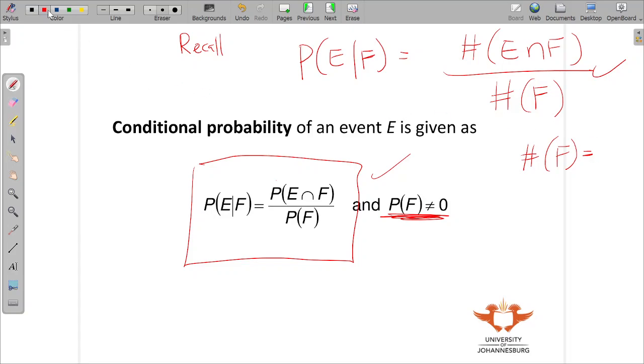Either you say the number of F must not be 0, or F must not be empty. So you can either use this one if you have the number to count, the number of elements in the set, or if you have the probability, you use this one. Any one of the two can be used depending on what you have or what you are given.